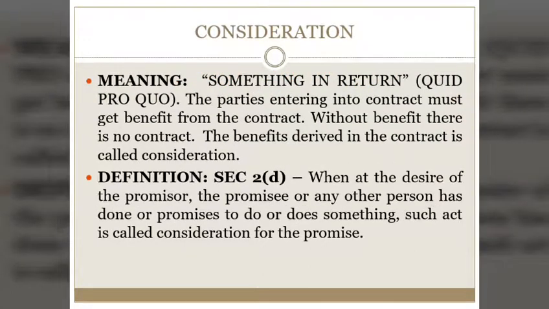What is consideration? Consideration is something in return. Quid pro quo. What is it something in return? That the parties entering into the contract must get some benefit from the contract. That something, that benefit, is called consideration. The benefit derived by the parties in case of a contract is called consideration. If there is no benefit in the contract, then there is no contract. The benefit is called consideration.